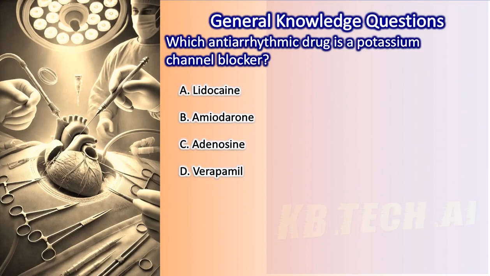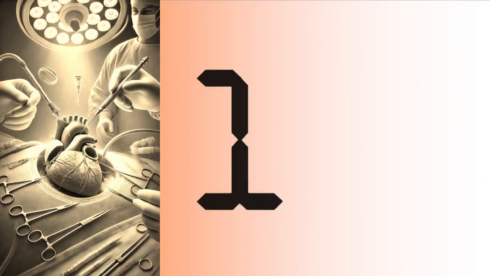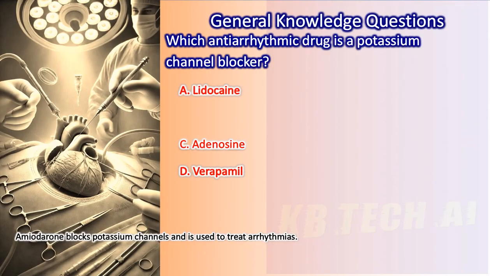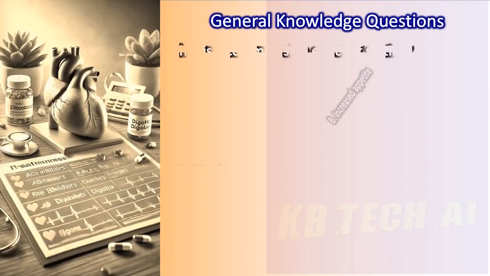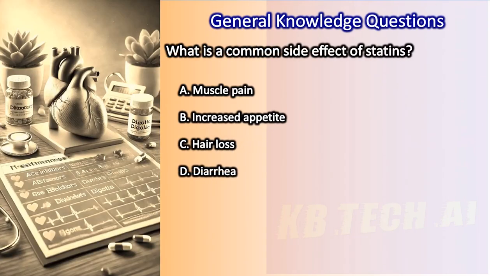Which antiarrhythmic drug is a potassium channel blocker? Option 1, lidocaine. Option 2, amiodarone. Option 3, adenosine. Option 4, verapamil. The answer is option 2, amiodarone.